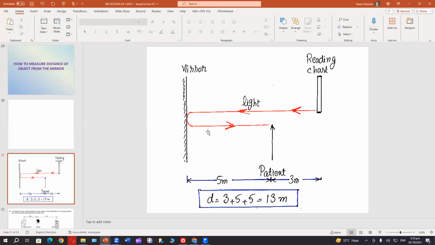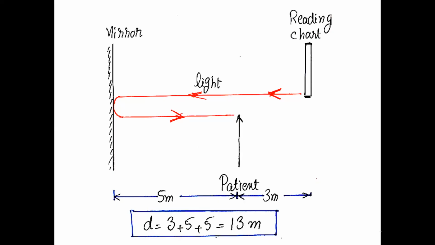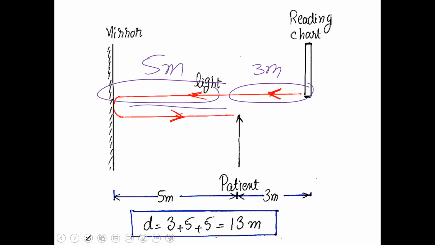Can you notice the light travels? Yes, I can, but is it not the same for 3 meters as well? No, but light is not going back to the chart. The patient is sitting, light will hit the patient and the journey completes. Look at the arrows. You first travel 3 meter, then you travel 5 meter, and then you travel 5 meter, like this. The 3 meter should not come twice, because the light is not going back to the chart.